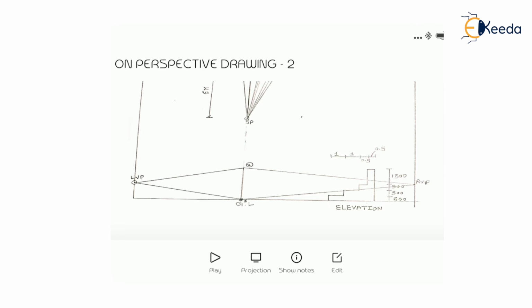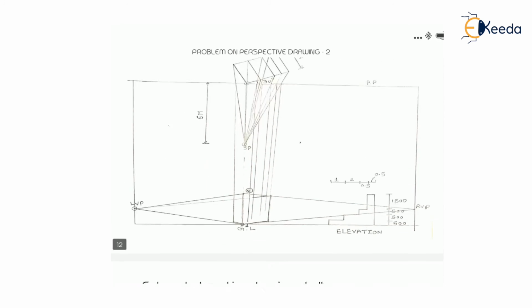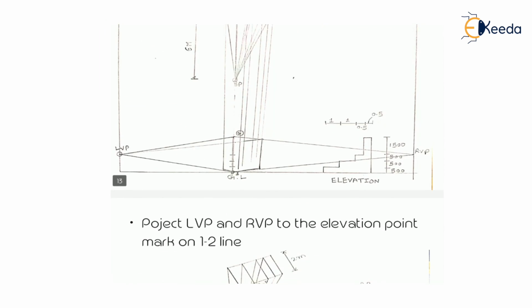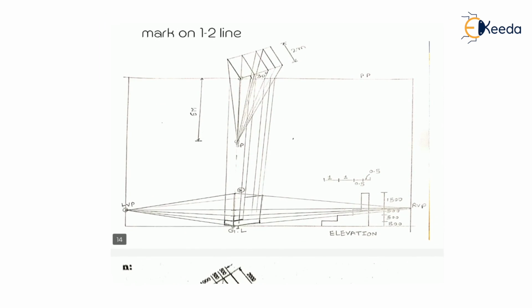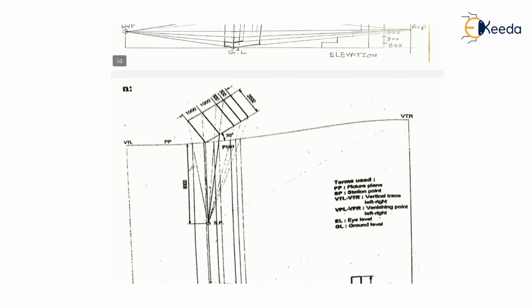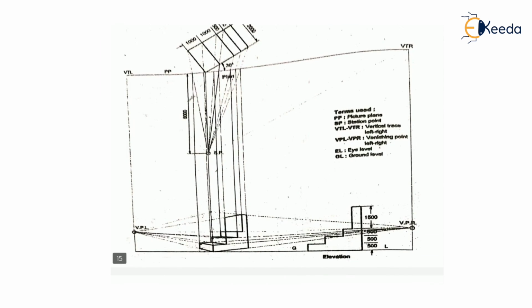Okay, understand everyone? This is the second problem of perspective drawing. Likewise, we can make the 3D diagram of any kind of object. Okay, thank you.